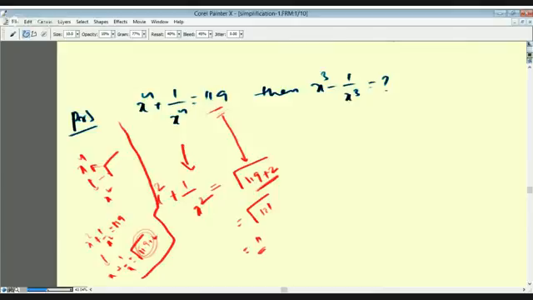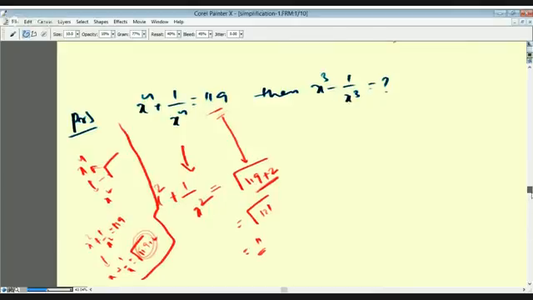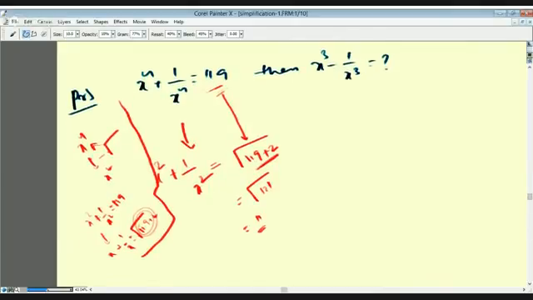But what do you need to find? You need to find x cube minus 1 by x cube. So we know that a cube minus b cube is nothing but a minus b whole cube plus 3ab into a minus b. Here it will be x minus 1 by x whole cube plus 3 into x into 1 by x into x minus 1 by x. What is a here? x. What is b? 1 by x.